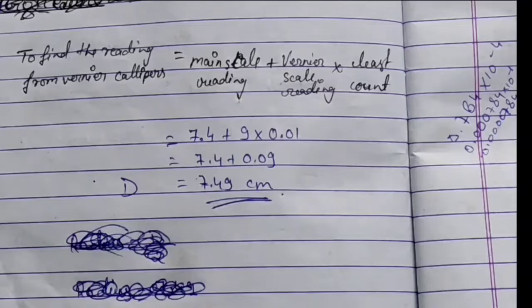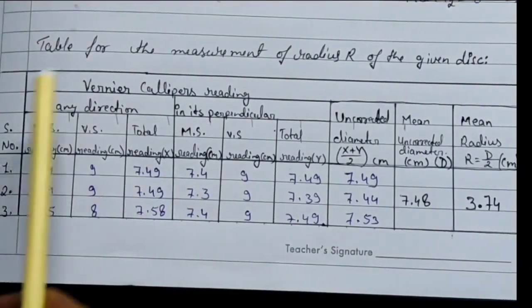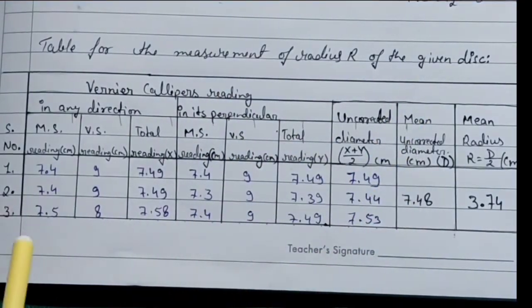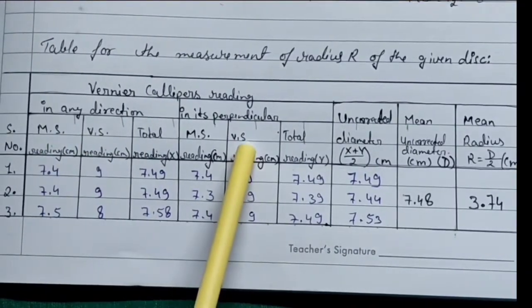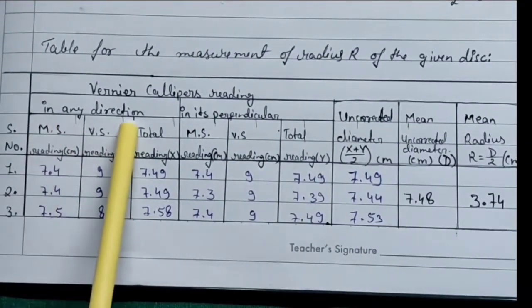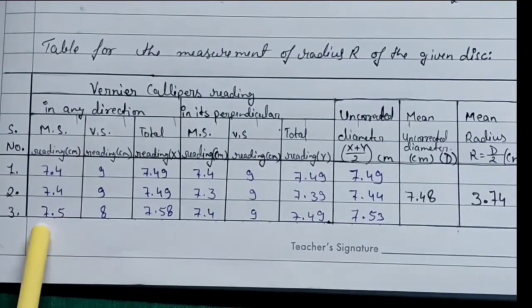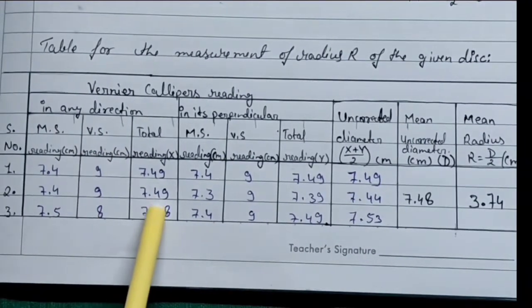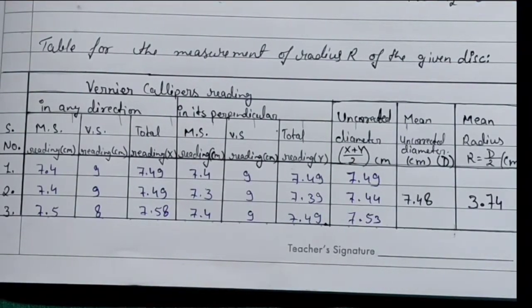Using this, we just have to calculate our reading table for the radius of the given disc. So by using that, we just make a table for measurement of radius of the given disc. In this, we have created two slots of measuring, of which the first is in any direction and the second one is in its perpendicular. So here it is the main scale unit, and it is the vernier scale unit, and it is the total unit, which was calculated by me just a few minutes ago.